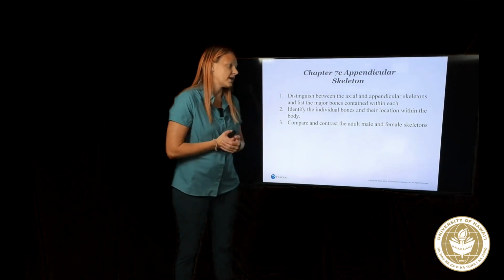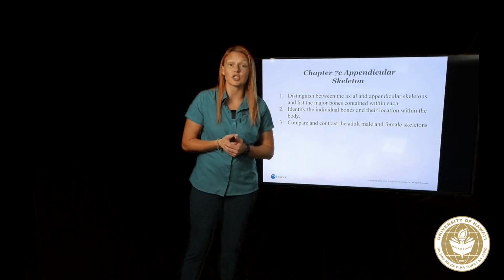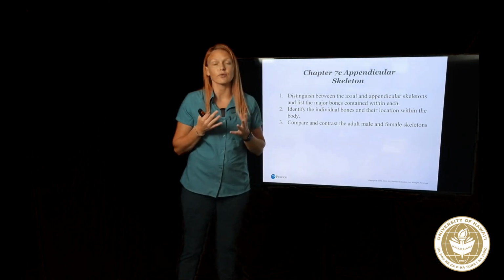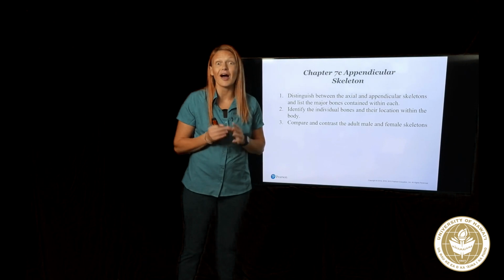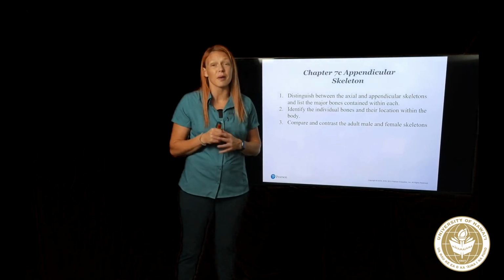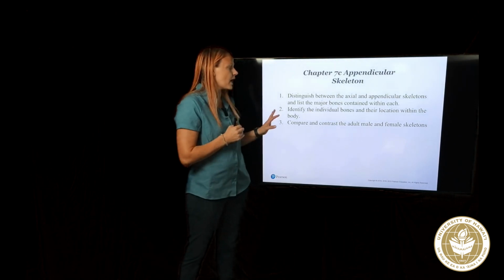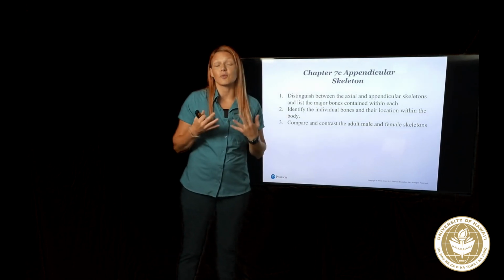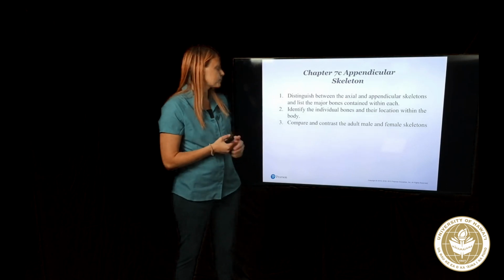Secondly is to identify the individual bones and their location within the body. So there are 126 different bones for the appendicular skeleton. Obviously, I'm not going to expect you to know all those, but I'm going to highlight certain ones and where they're at in the body, and those are the ones you'll need to know for the exam.